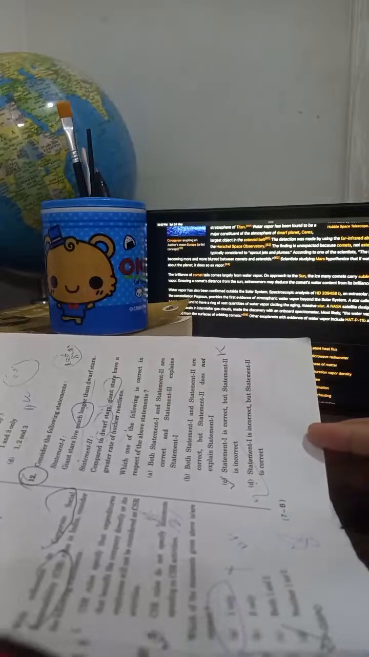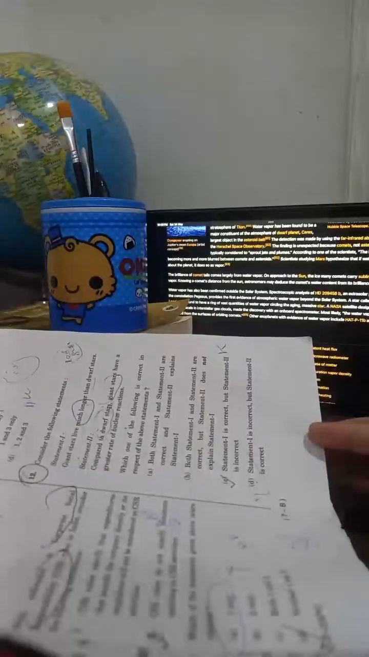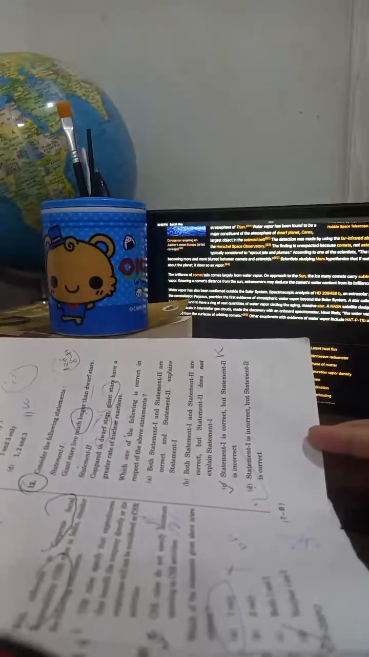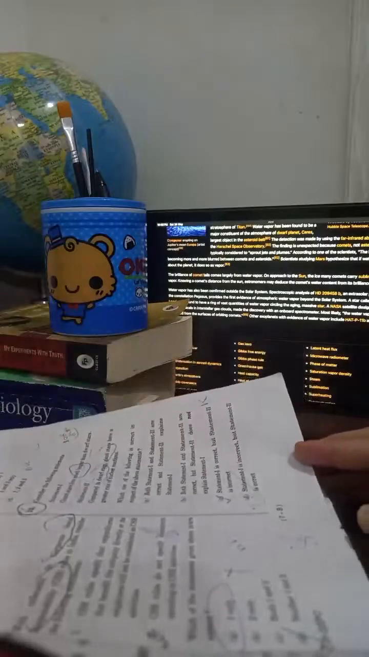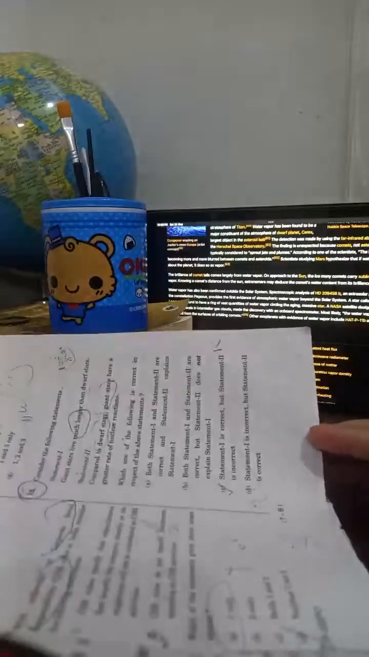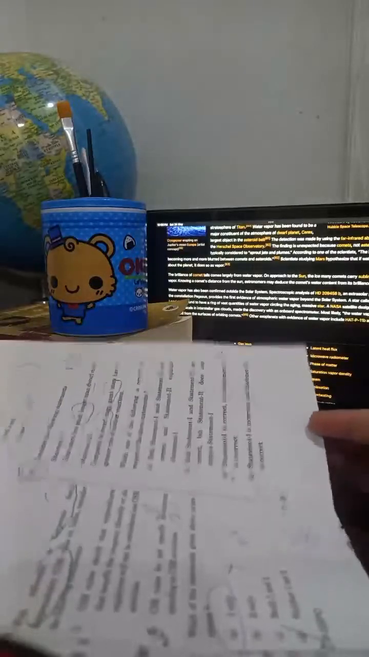Compared to dwarf star, giant stars are bigger. All giants are bigger than dwarf star, but of course it's in the cycle of the stars, the life cycle of the star. The question paper, and there's a question paper.